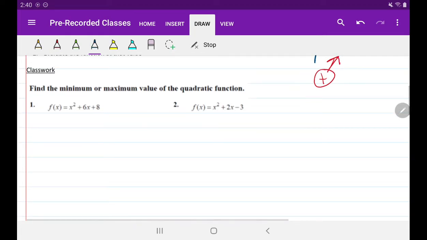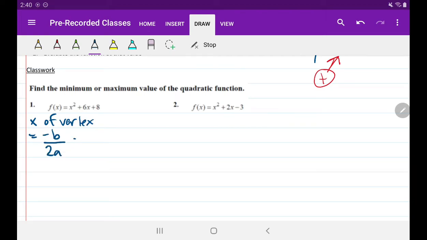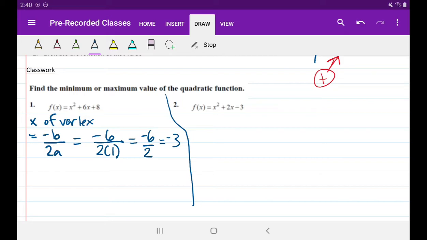For these functions, we want to find the min or max value of these quadratic functions. We'll start off by finding the x-coordinate of the vertex. My x of the vertex, quick refresher, will be negative b over 2a. For this first function, it's going to be negative 6 over 2 times 1, which is negative 6 over 2, which simplifies to negative 3. That's the x of our vertex. That's not the max or the min value, but that's what we need to do to find the y of our vertex.